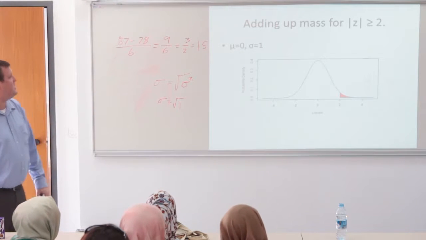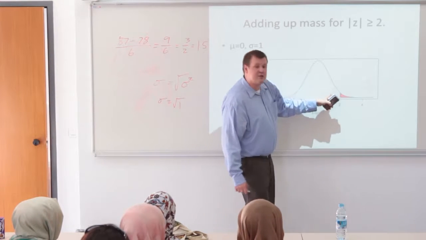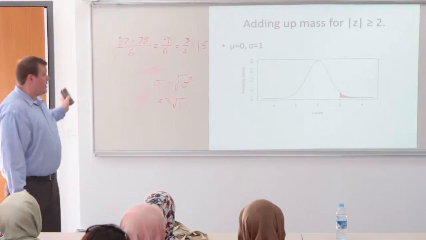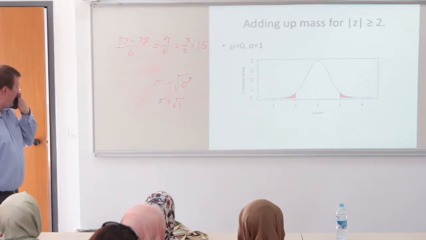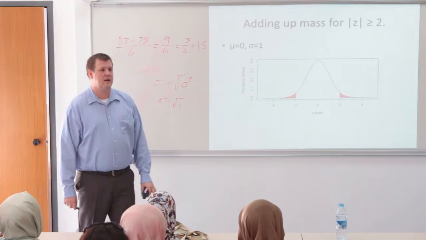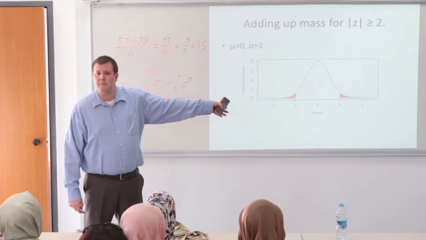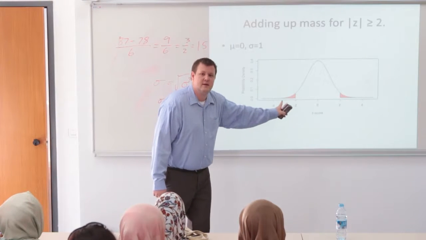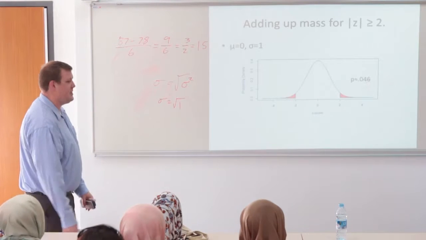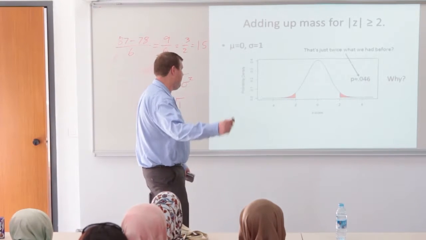Okay, so let's add up the mass for the absolute value of z greater than or equal to 2. This was before, just for z greater than or equal to 2. So what will this be? Minus 2. We're going to be looking at both tails, right? So we're going to add in that tail too. Who wants to take a guess at what the new p-value is going to be? Multiply by 2. We're just going to multiply what we had before, right? How do you know that we can do that? Because this distribution is symmetric. Yes. So the probability is just twice what we had before, so it's approximately 0.046. Awesome. And you already got the answer.